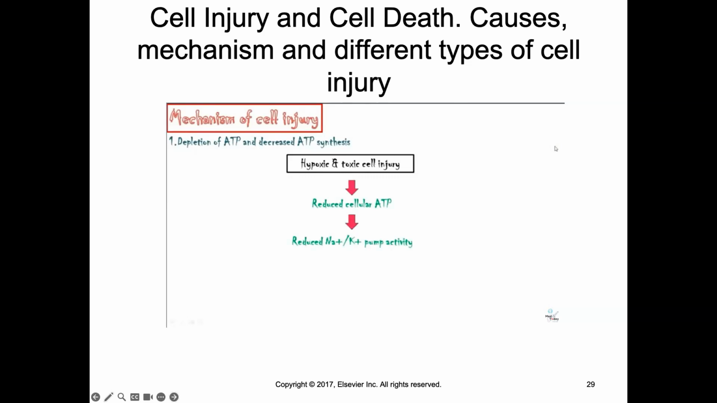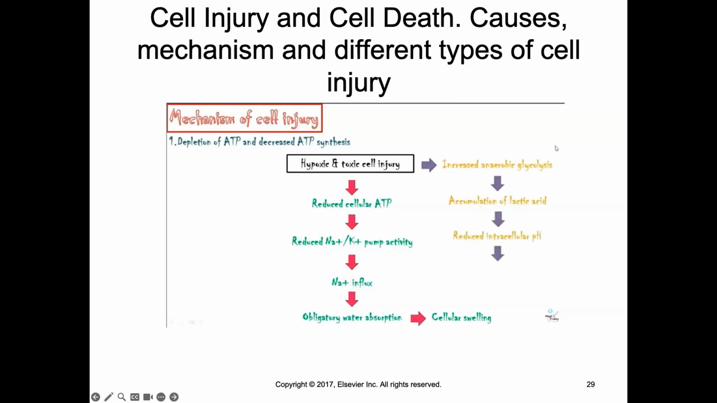As the sodium-potassium pump activity reduces, sodium ions tend to diffuse rapidly into the cell. Water always tends to follow sodium. Therefore, as sodium influx occurs, obligatory water absorption occurs, causing cellular swelling. Due to hypoxia, the activity of anaerobic glycolysis also increases. This causes accumulation of lactic acid inside the cell, causing a reduction in intracellular pH. This results in reduced enzymatic activity.